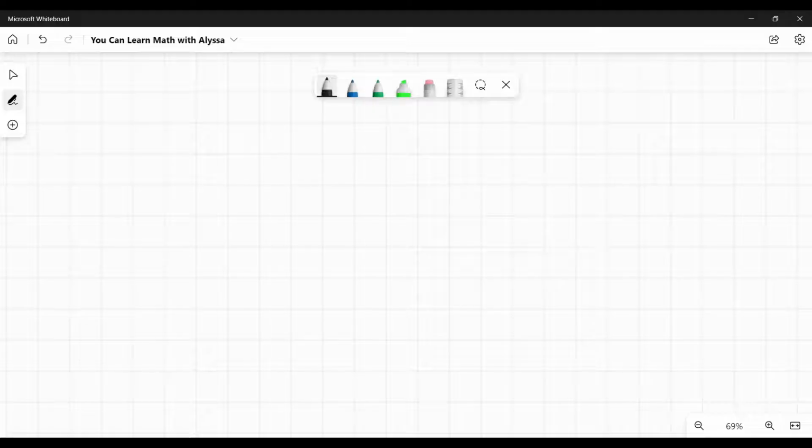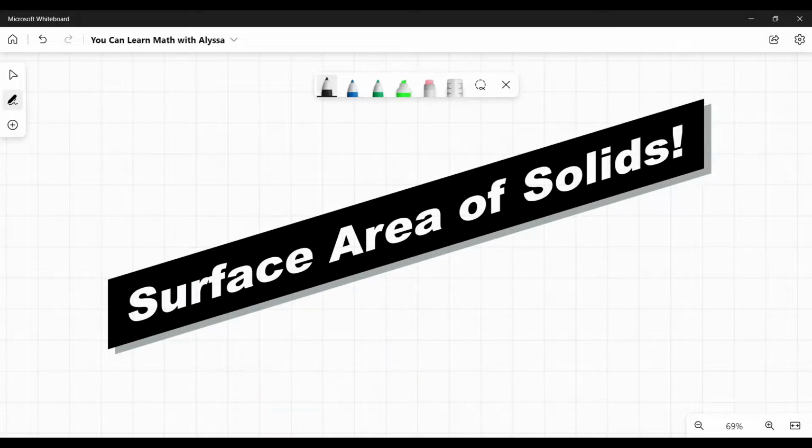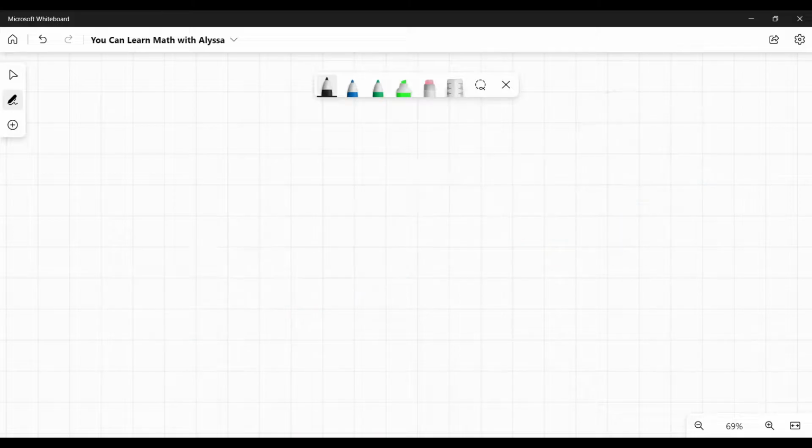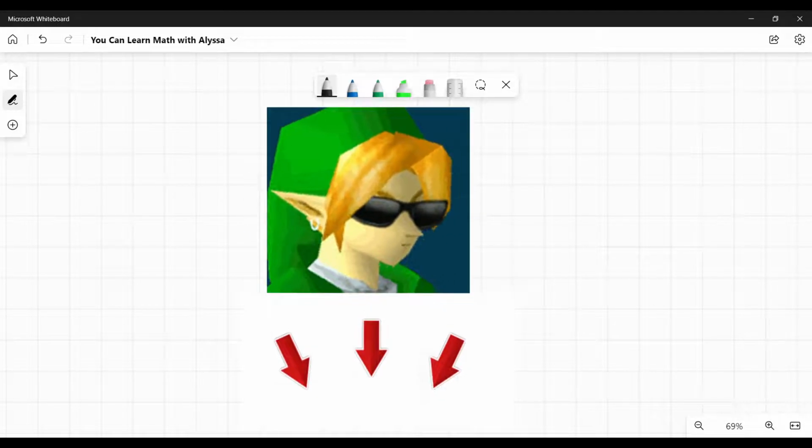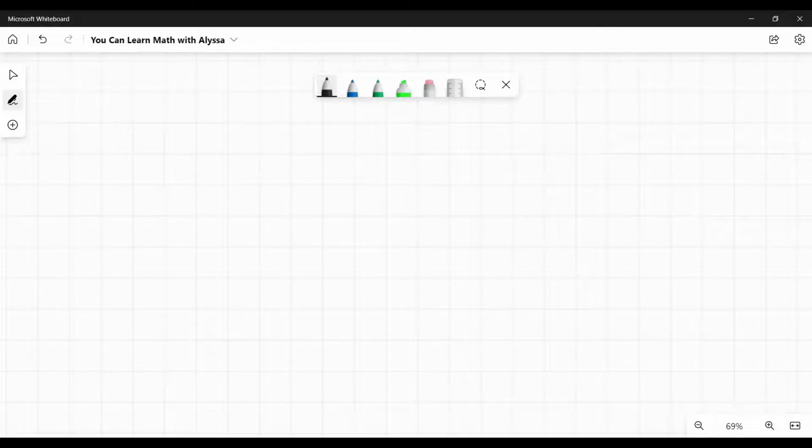Today we're talking about the surface area of solids, all those solid shapes like cubes, prisms, cones, spheres, pyramids, all of them. Since we are covering all of them here, I'm going to put lots of links down below so you can jump forward if there's a particular solid you are needing the surface area for.